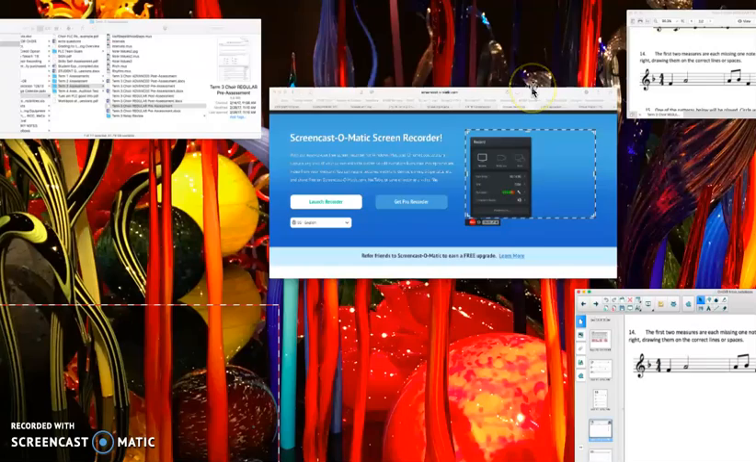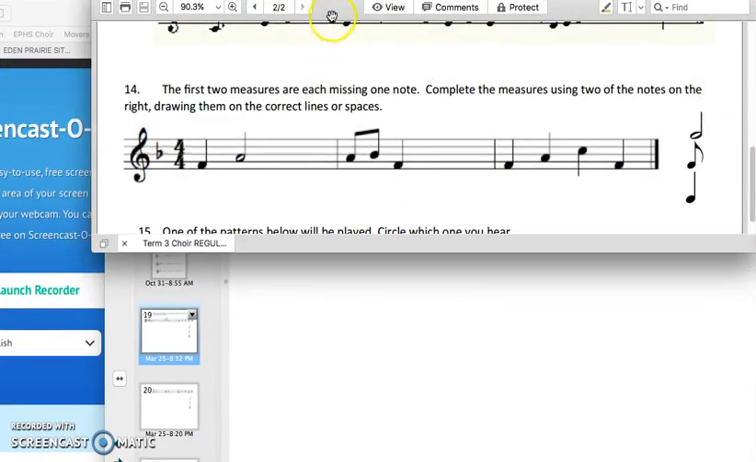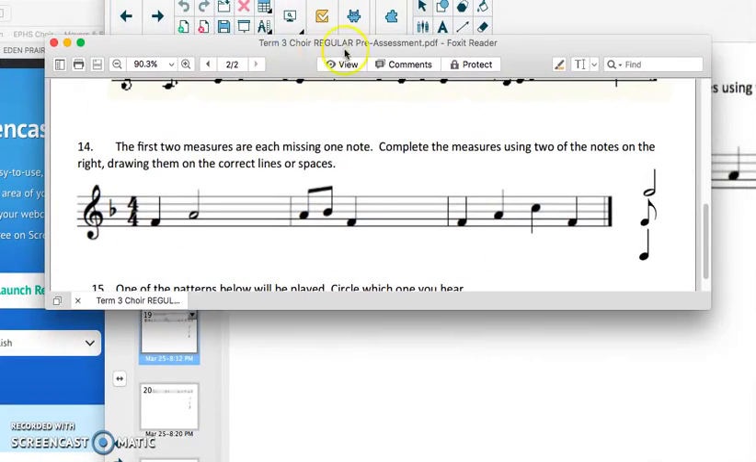I am looking at number 14 on the Term 3 regular pre-assessment. Number 14 is probably the trickiest question on the test. And the post-test will be very similar.